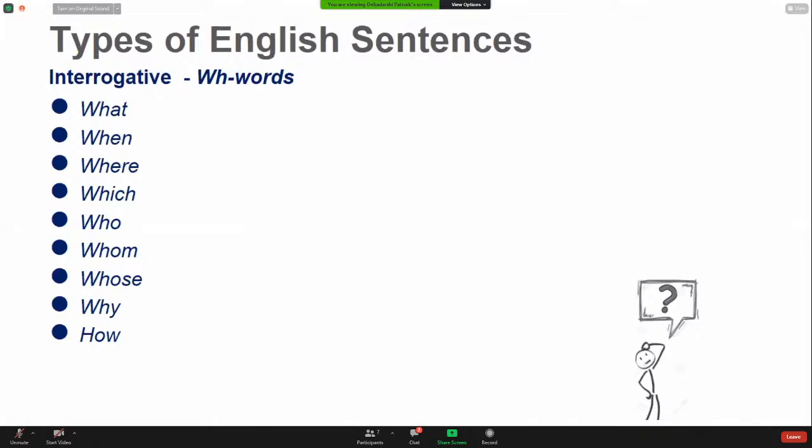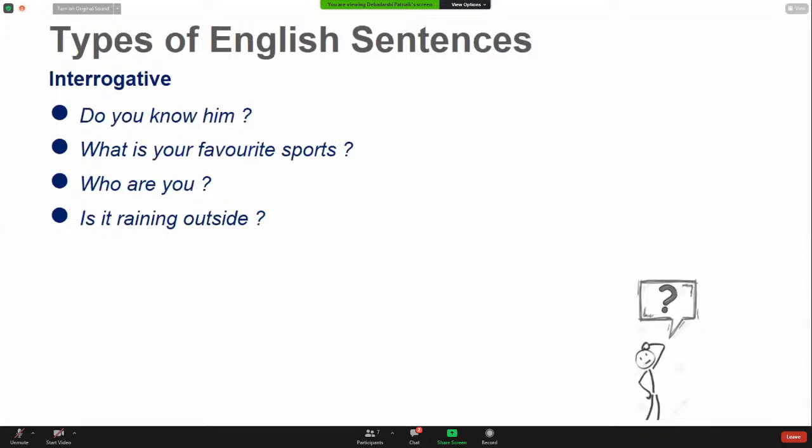What about WH words? Actually, these are called WH words. These are actually adjectives. But these special WH words are there, and we use them to prepare questions. But it does not mean that only by using these we can prepare questions. We can also prepare questions without using them.